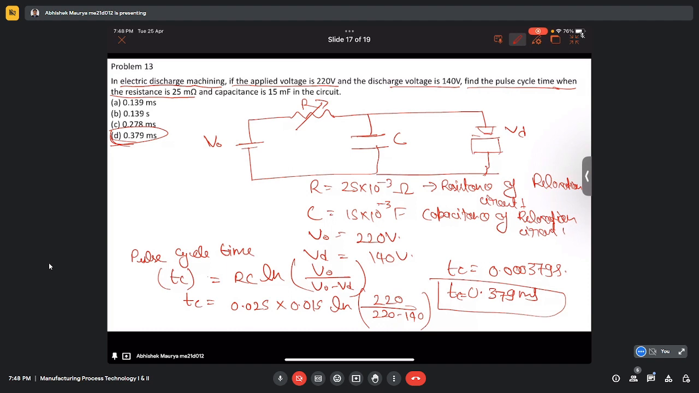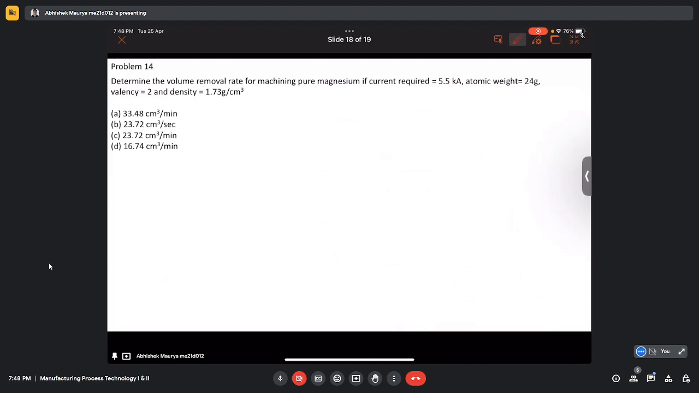Okay, is it clear? If you have any doubt, please ask me. Okay, so we are moving to the next problem. This is also a simple one. Please try it by yourself. You can give your response in the chat box. After that, we will discuss it together.